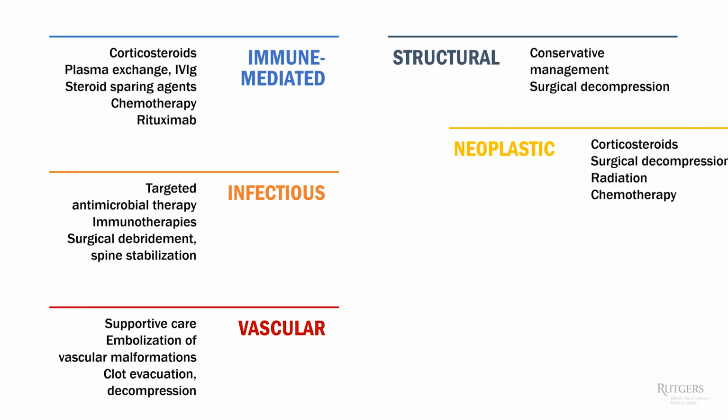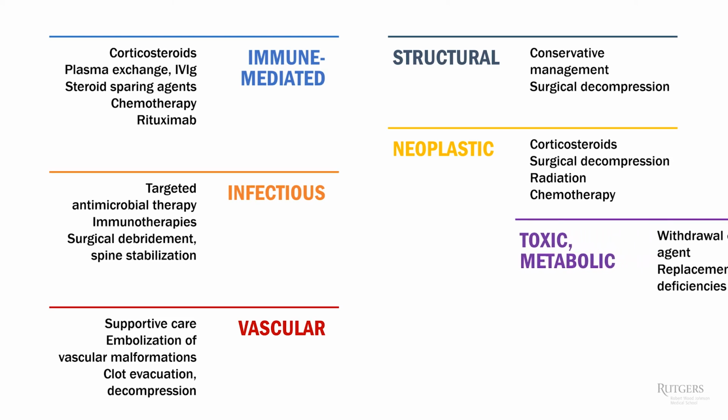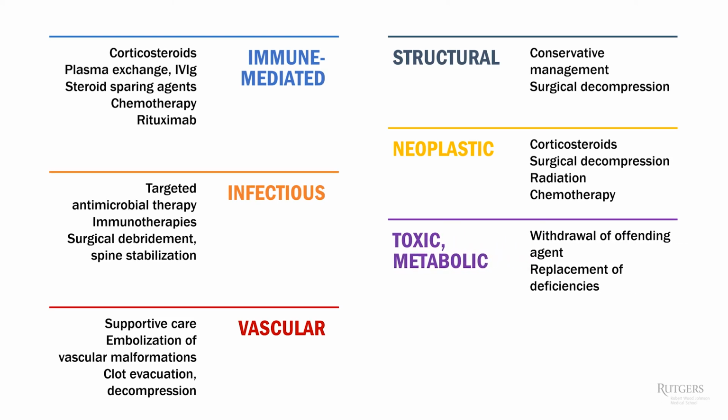For neoplastic pathologies, our options are steroids to decrease spinal cord edema, surgical management, decompression, reconstruction of the spinal column, radiation like stereotactic radiotherapy, and chemotherapy, especially for leptomeningeal spread. For toxic metabolic disorders, it's removal of the offending toxin or replacement of the deficiencies.